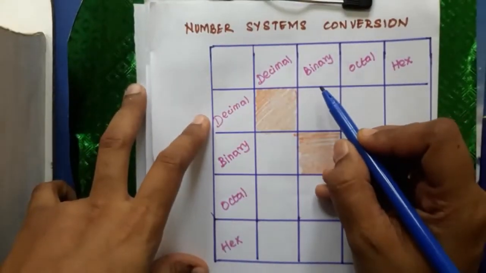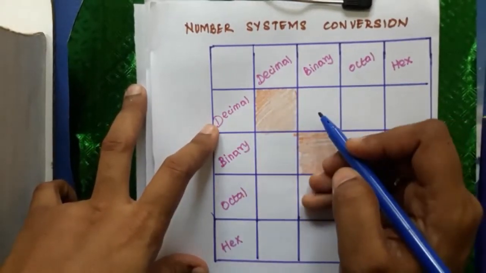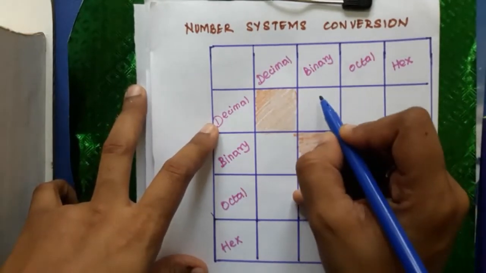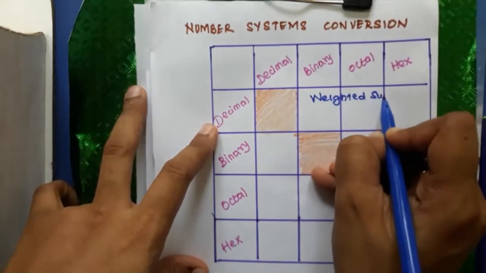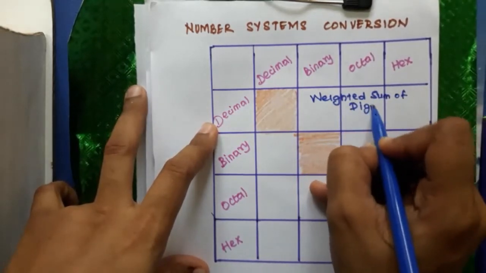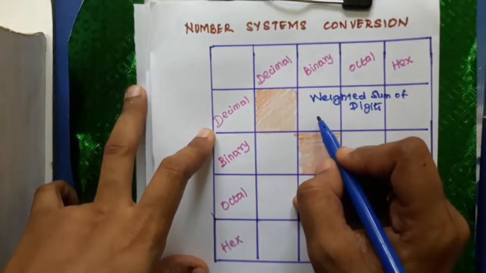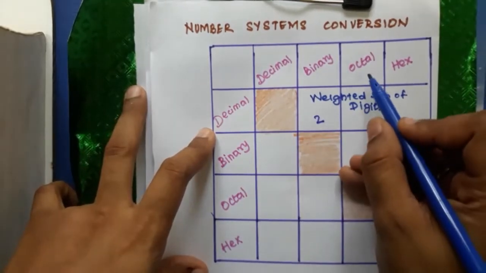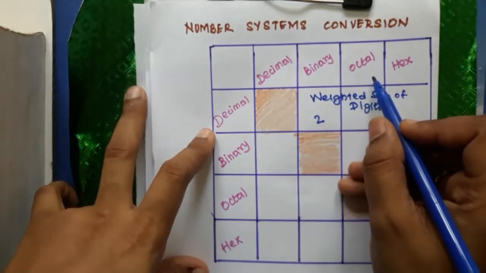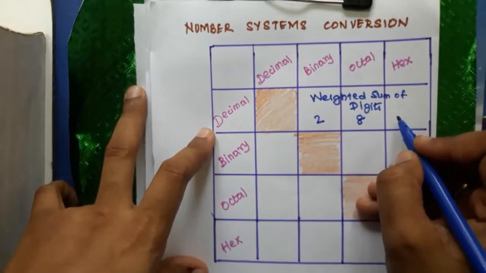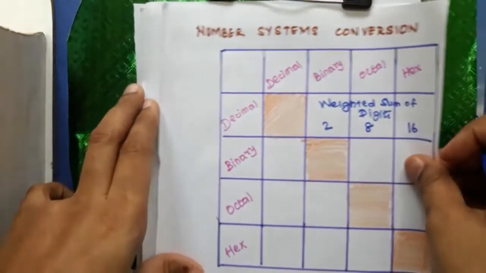In order to convert any number in binary, octal or hexadecimal form into a decimal number system, we have to perform weighted sum of digits. For converting from binary to decimal, the weight of each digit is 2. In order to convert from octal to decimal, the weight of each digit in the octal number is 8. And similarly, for hexadecimal number, it is 16. Let us see some examples.